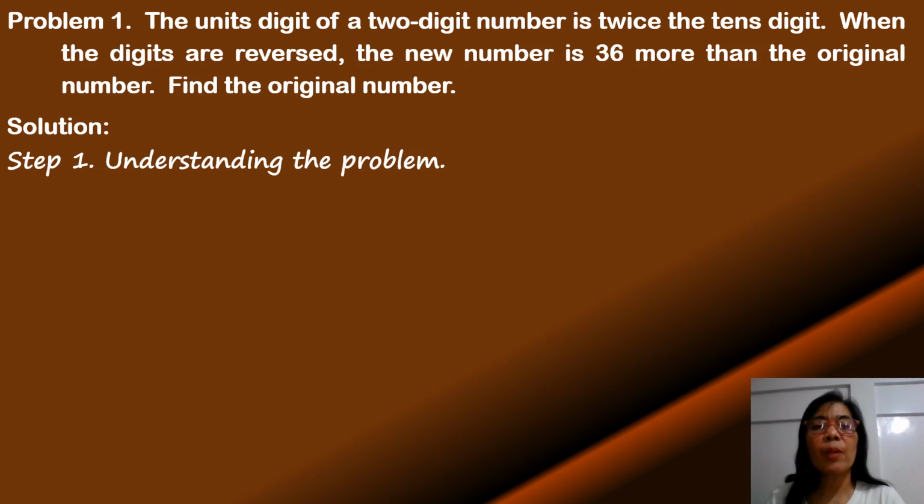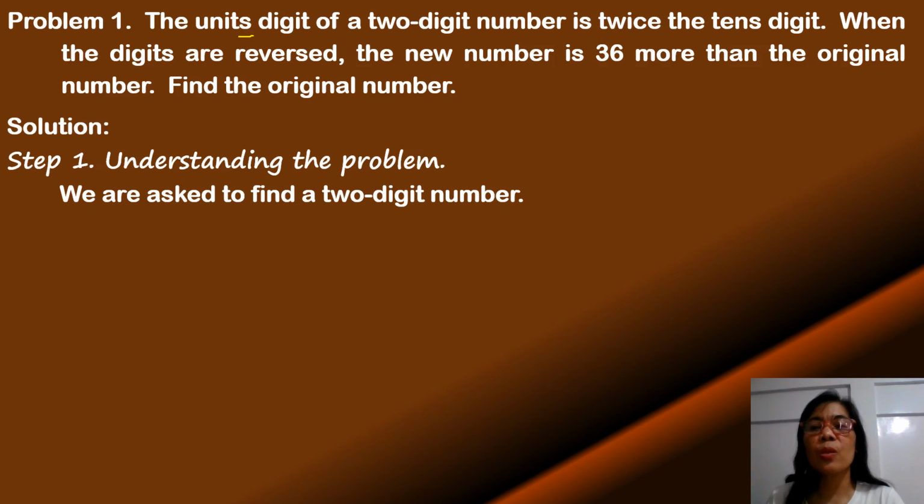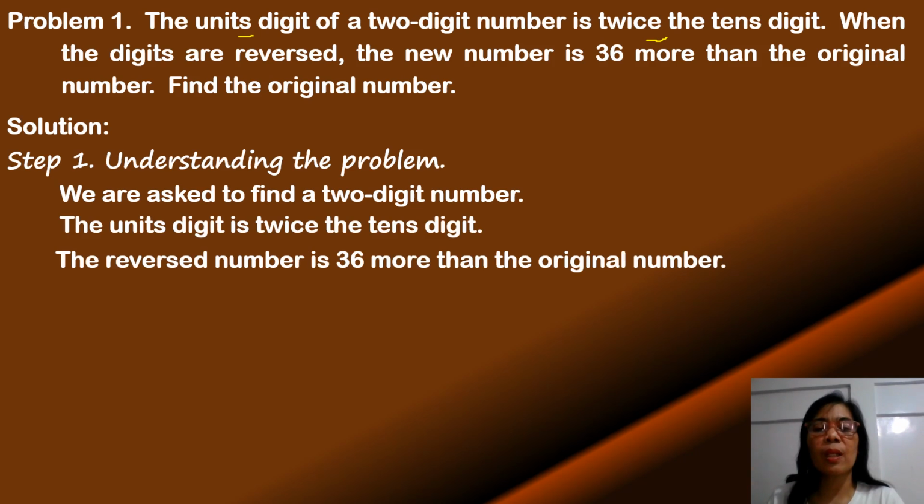So in this problem, we are required to find a two-digit number. A given condition is that the units digit is twice the tens digit. Another condition is that when the digits are reversed, the new number formed is 36 more than the original number. Okay, so we continue with the second step, that is to devise a plan.